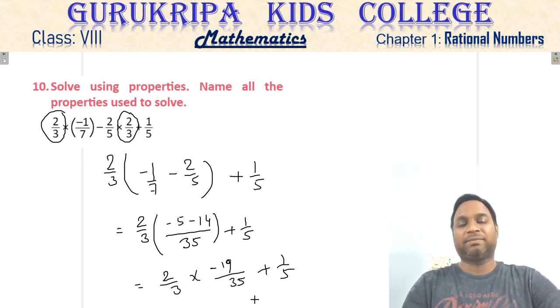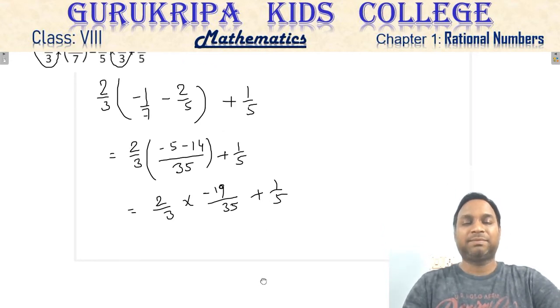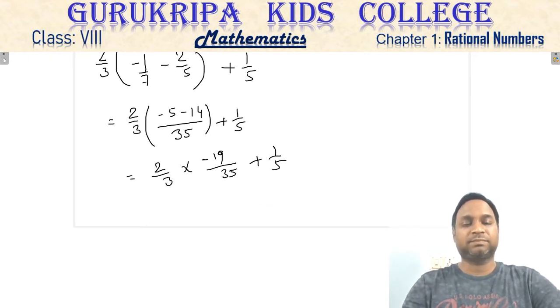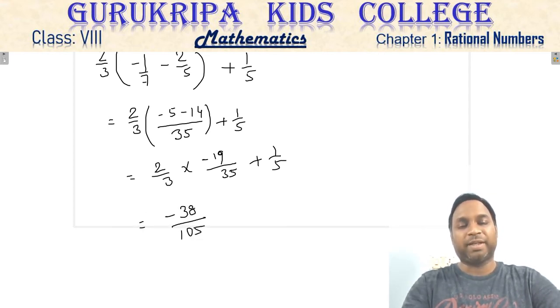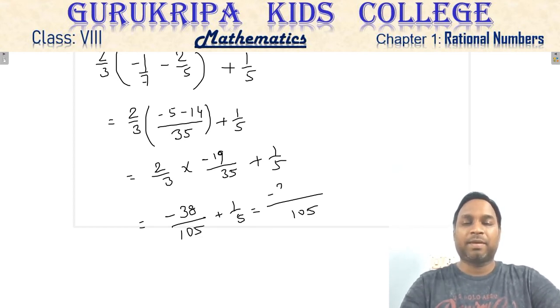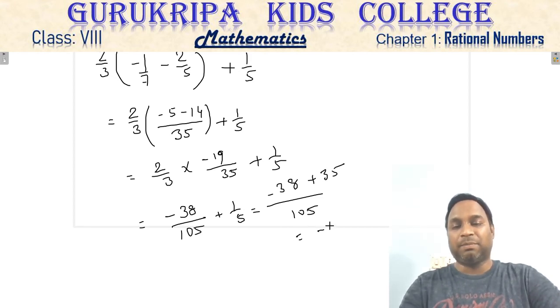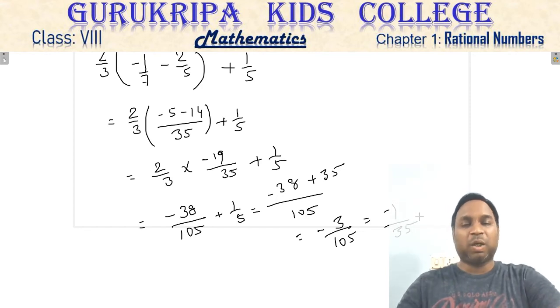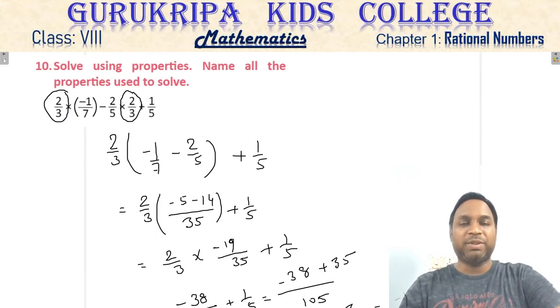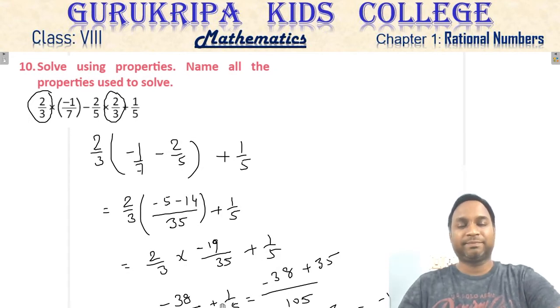Now you have to multiply and then you have to add. What will you get? Minus 38 divided by 105 plus 1 divided by 5. LCM will be 105. Minus 38 plus 35. That is equal to minus 3 divided by 105. That is equal to minus 1 by 35. Okay. So which was the property used? Distributive property.